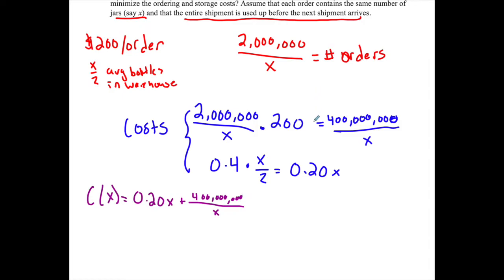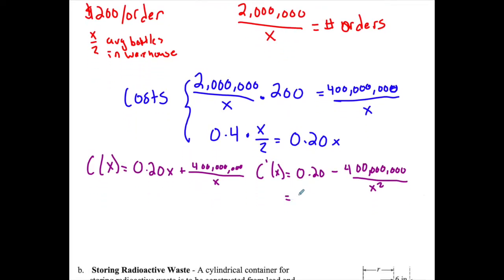In optimizing, what we want to do is take the derivative. So that is 0.20. Now this derivative, remember, this is x to the negative 1, so you bring down the negative 1. That turns the plus to a minus, and then you drop the x to an x squared. Another way to write this would be 0.20 x squared minus 400 million, all over x squared, because I'm just going to multiply this by x squared over x squared. I want to pull this together over one denominator.